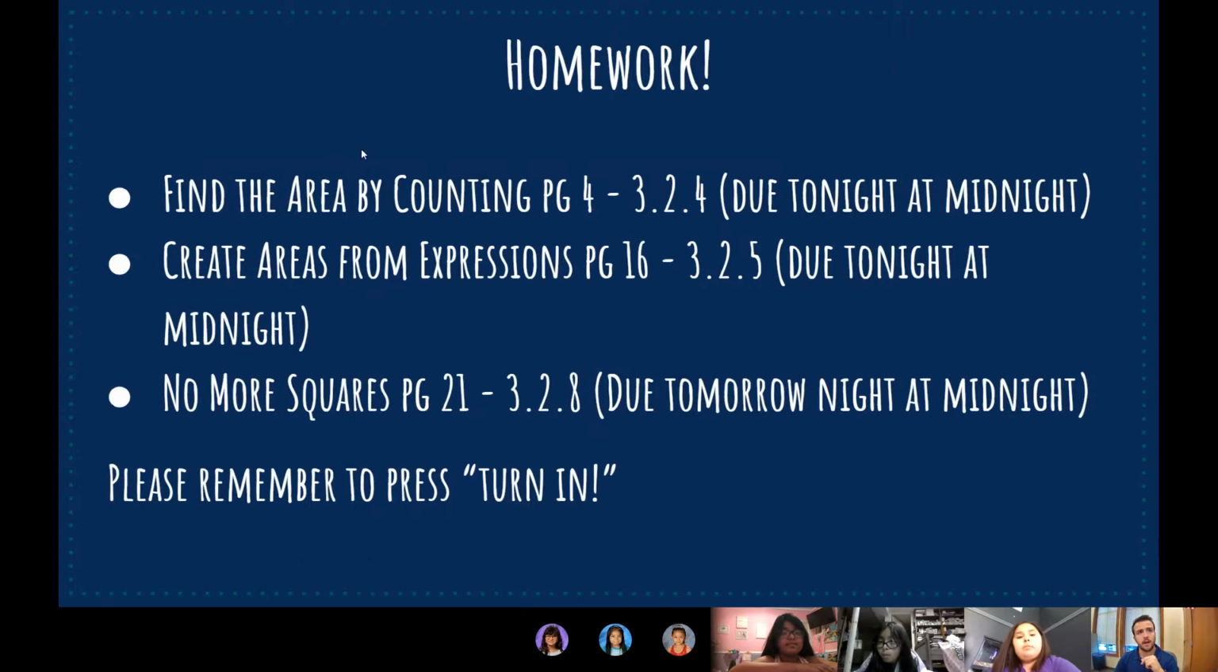Let's quickly go over homework real fast. These first two bullets are old assignments. The first bullet's from Monday. Second bullet is from yesterday, so Tuesday. And then we'll get to the bottom bullet today. But what I want to say is, let me pull up the Teams assignment.